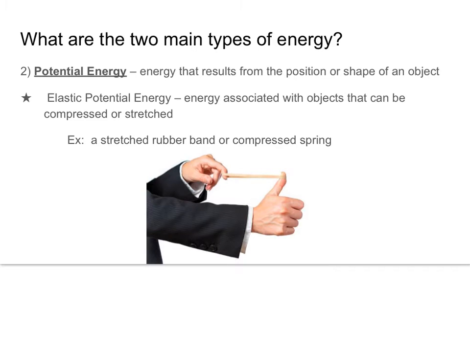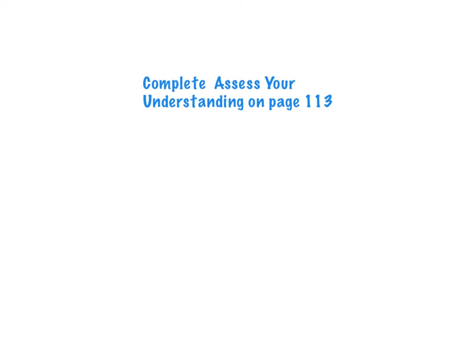The other form of potential energy is elastic potential energy. Elastic potential energy is energy associated with an object's shape. It's associated with objects that can be compressed or stretched. For example, a stretched rubber band or a compressed spring. These things have potential energy because they want to go back to their normal shape. When we stretch them out, they want to go back to their normal shape, and if we let them do that, they can do work. So these are types of elastic potential energy.